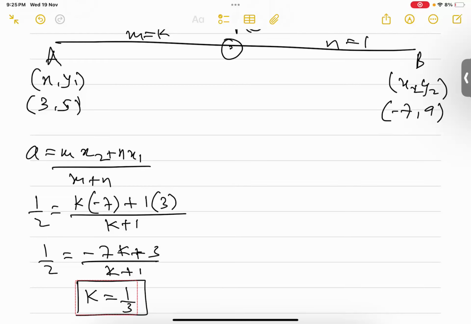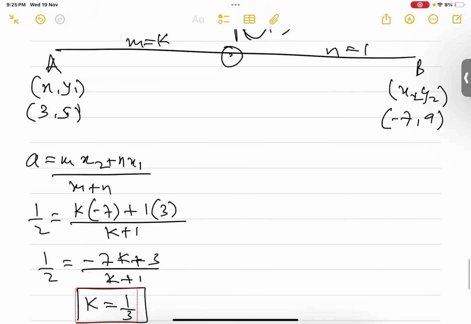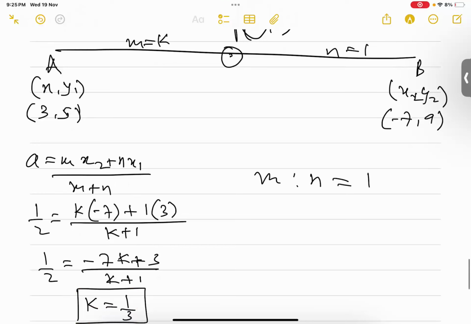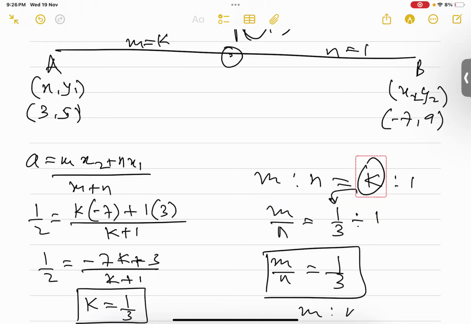Now this is enough. No need to go ahead with the y coordinate, because we got the value of k. So m is to n equal to k is to 1, which is our assumption because m is k and n is 1. So m upon n is equal to 1 by 3 divided by 1, because the value of k is 1 by 3. So the ratio m is to n is 1 by 3. Okay, clear?